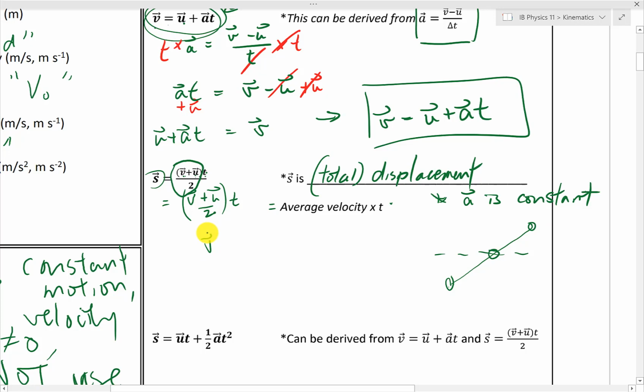So what this equation really is, is the average velocity of your entire trip multiplied by the time to give you your displacement. Just like how displacement is your average velocity times time.